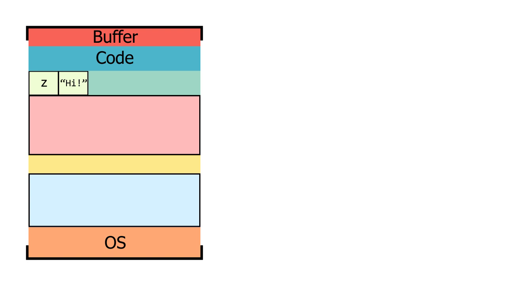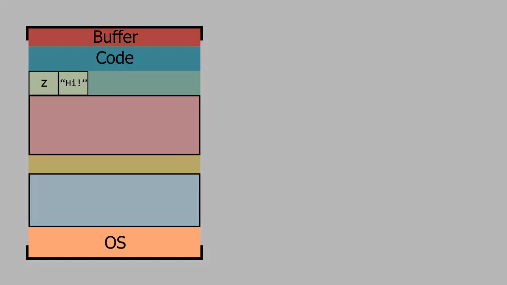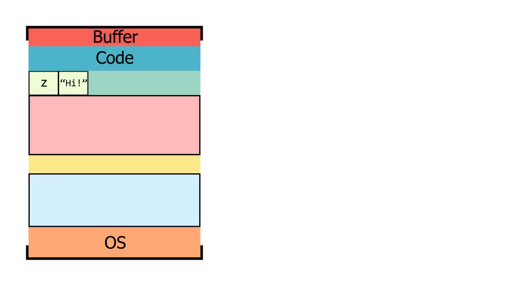But wait, there's space in the middle. Why didn't the stack and heap meet? We won't discuss it in detail, but other segments, like a file buffer segment, may be created in the middle. And what about the free space at the bottom of our array? The operating system reserves the largest addresses in memory for its own use. These OS segments cannot be accessed by normal programs.